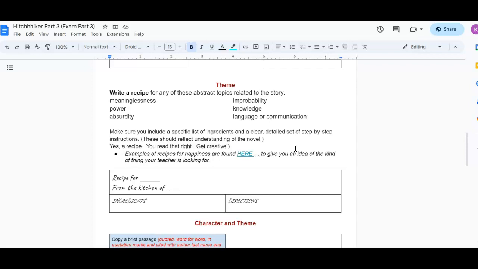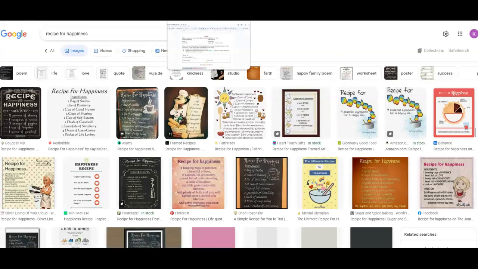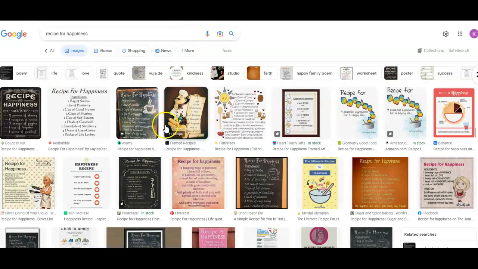Yes, a recipe. You read that right. It's time to get creative. If you need examples of recipes for happiness, look here. That will give you an idea of what we're looking for.